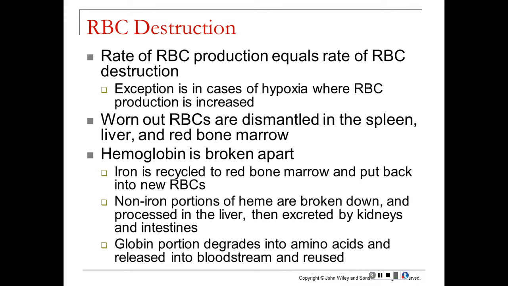That hemoglobin is broken down and reused and recycled. The iron is recycled to red bone marrow and put back into new red blood cells. The non-iron portion of the heme is broken down, processed by the liver, and excreted by the kidneys and intestines. The globin portion degrades into amino acids and is then released into the bloodstream and reused. So as your red blood cells are dying, they go to the spleen, and then some of those hemoglobin counterparts are taken to the kidneys for excretion, and then others are reused in new red blood cells.